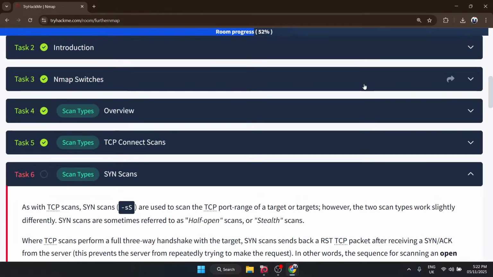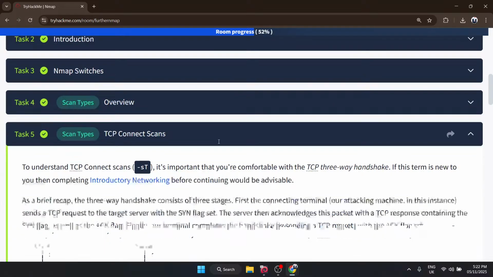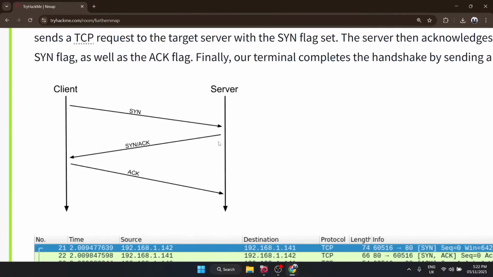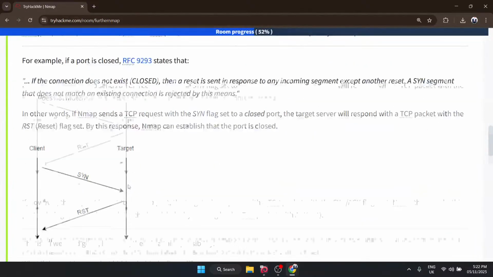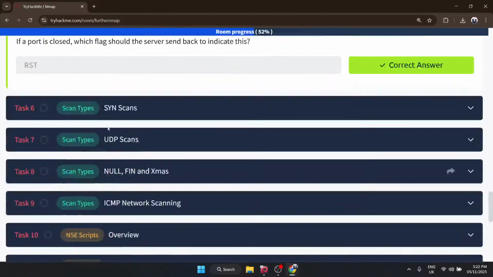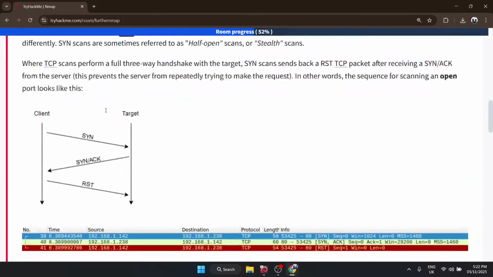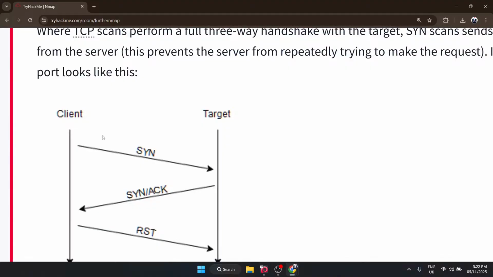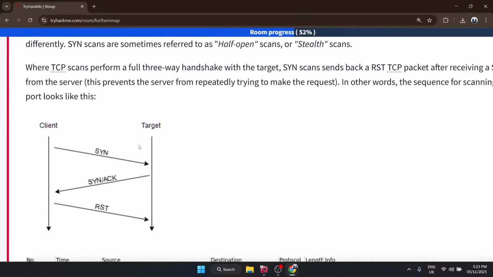Okay, so what does it mean? It is just saying, in simple terms, what happens in the TCP scan? SYN will go, then SYN-ACK, then Nmap, or the client, will reply with the acknowledgement, right? But what happens in a SYN scan: this synchronization will go from a tool or whatever the system is, then the target will reply with an acknowledgement.